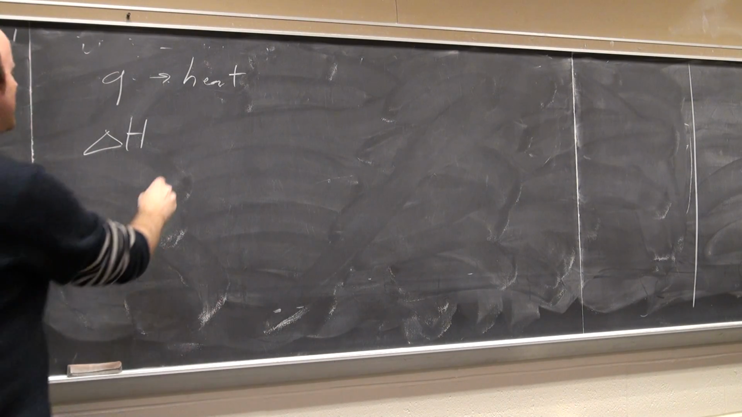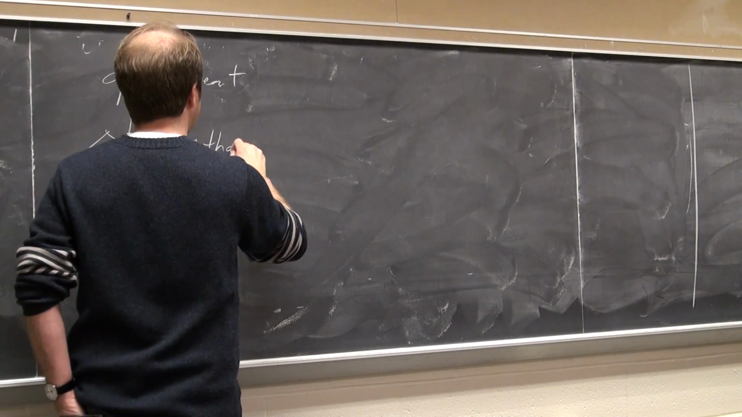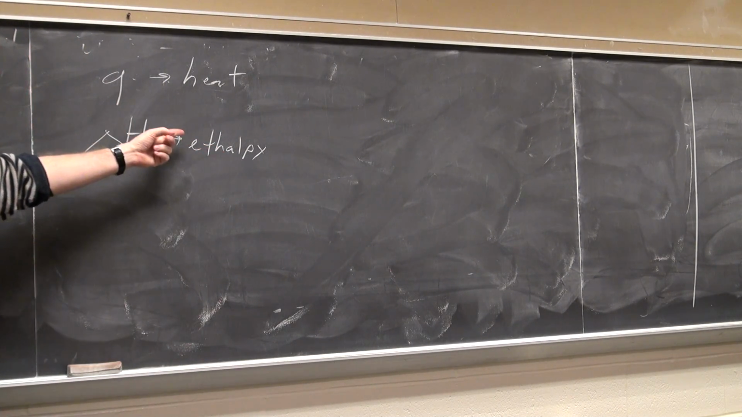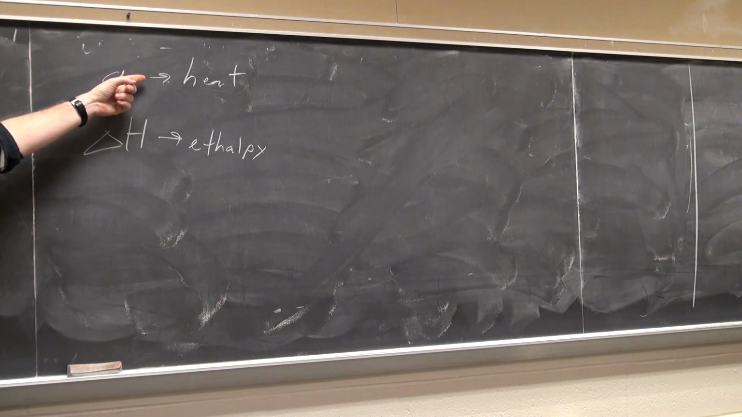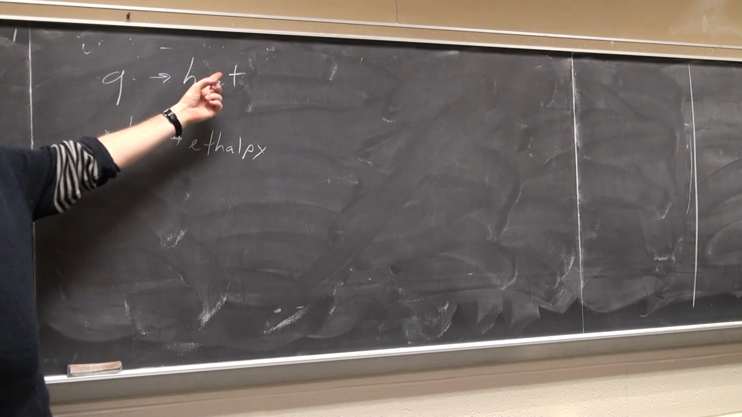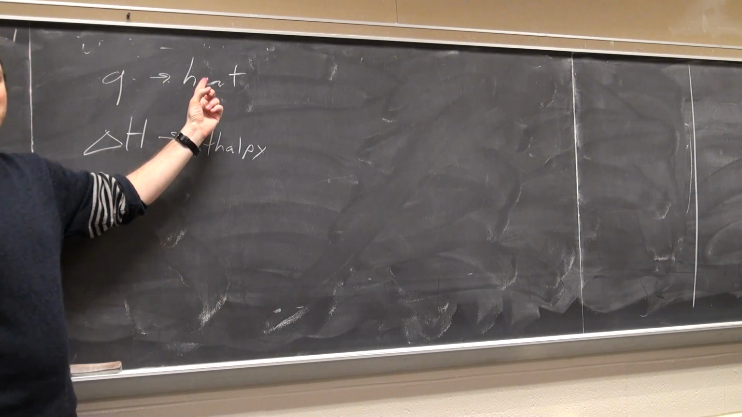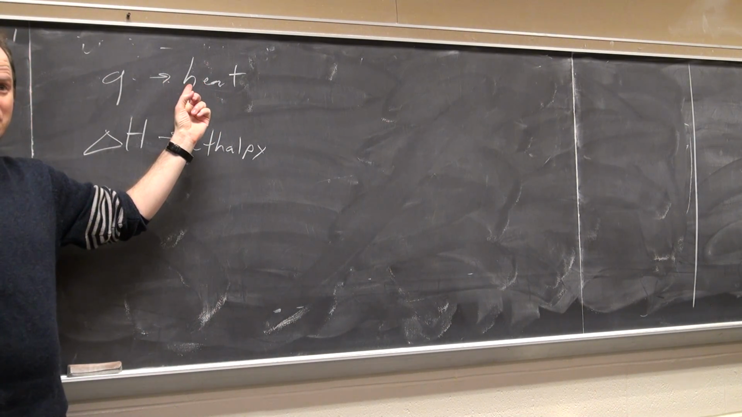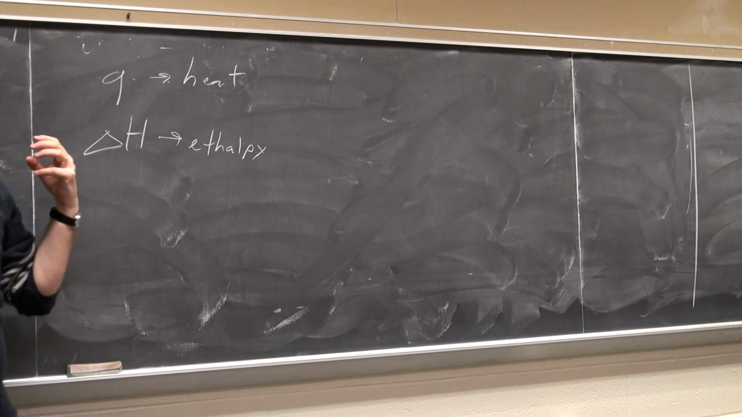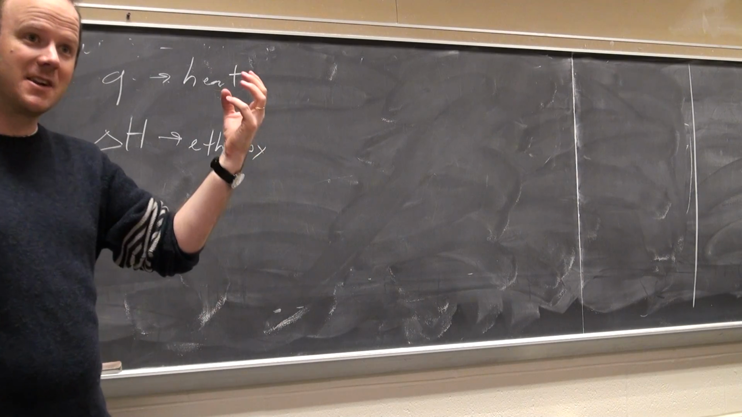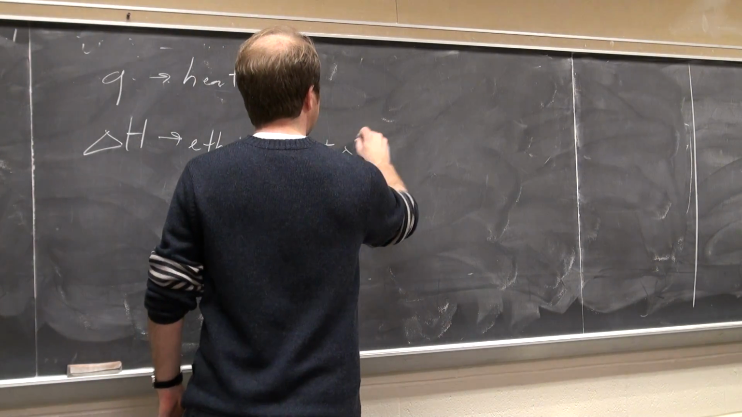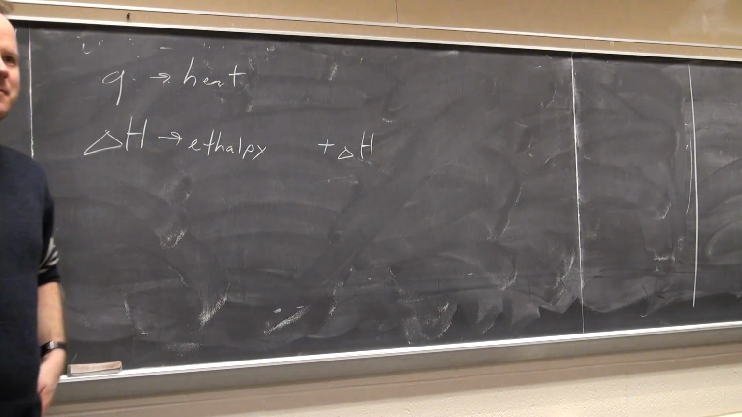And so the enthalpy, sometimes when people say heat, they mean enthalpy. Most of the time when people say heat, they mean heat. So you need to be very careful about when you say heat, which is Q, and when you say enthalpy, which is delta H. So a reaction can have a positive or negative enthalpy. If a reaction has a positive delta H, what do we call that?